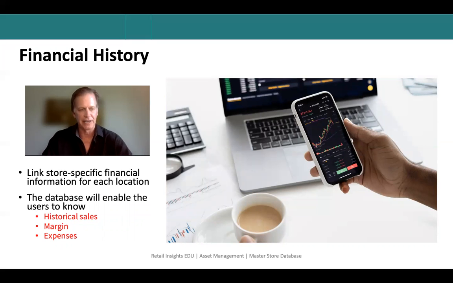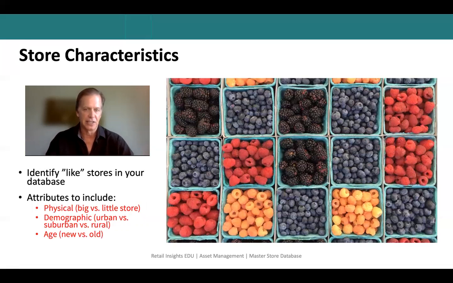Financial history is another great thing to have tagged to each individual store. What has been the sales performance, the margin performance, the expenditure performance? When you've spent money on capital, what is the return on projects that you do for this particular store? What are the environmental costs associated with this store? So every store gets a financial slice to that.